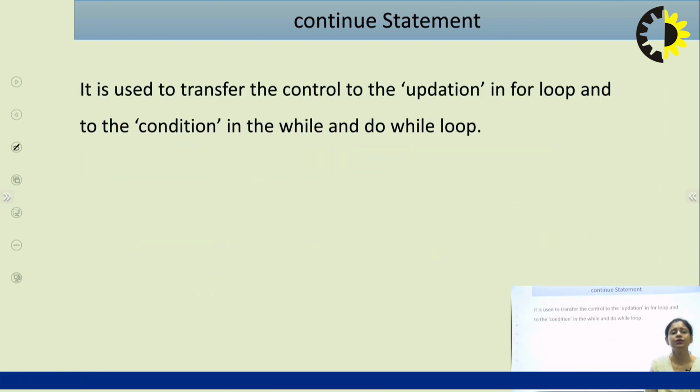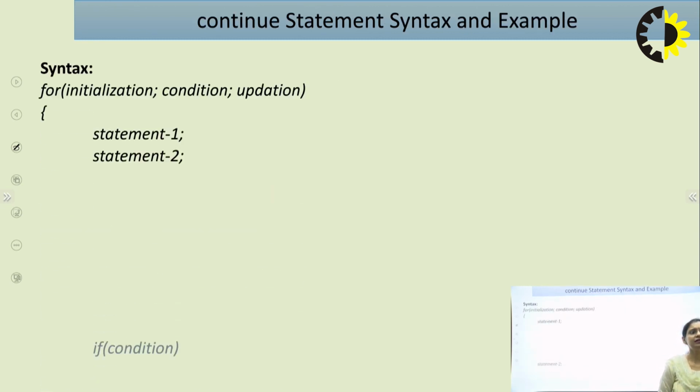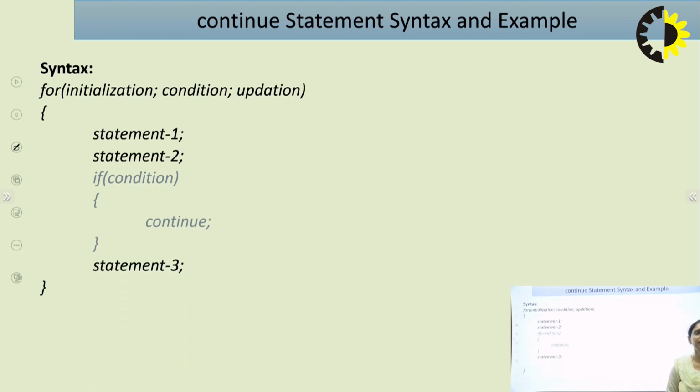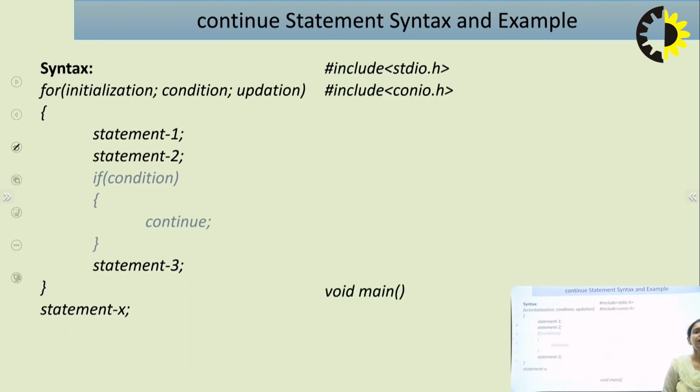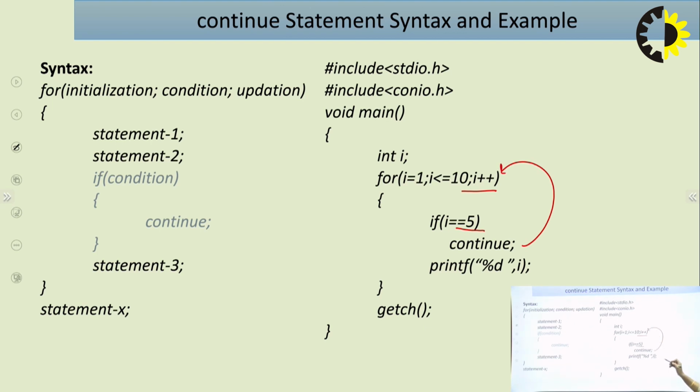It transfers the control to the updation in the for loop and to the condition in the while and do while loops. So, if we look at the syntax over here, we have the for loop and the condition check, where we check for the continuity of the program. In this case, if we look over here, we have the for loop, and if the value of i is 5, it continues. So when the value of i is 5, this printf will not work. So the result over here would be 1, 2, 3, 4. Then it comes to 6, 7 and so on till 10.